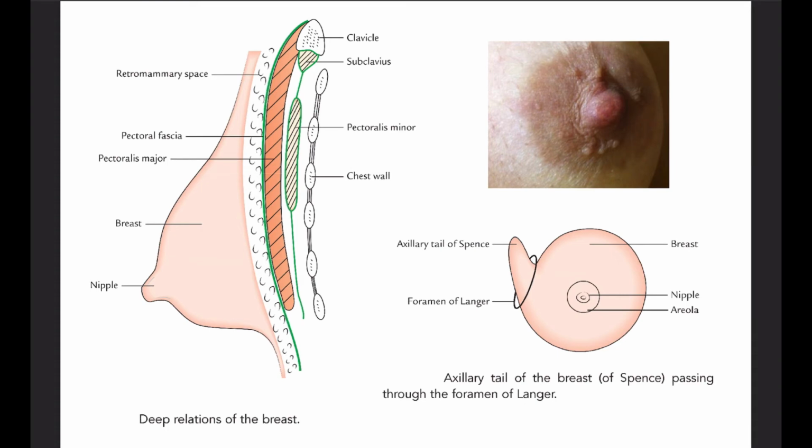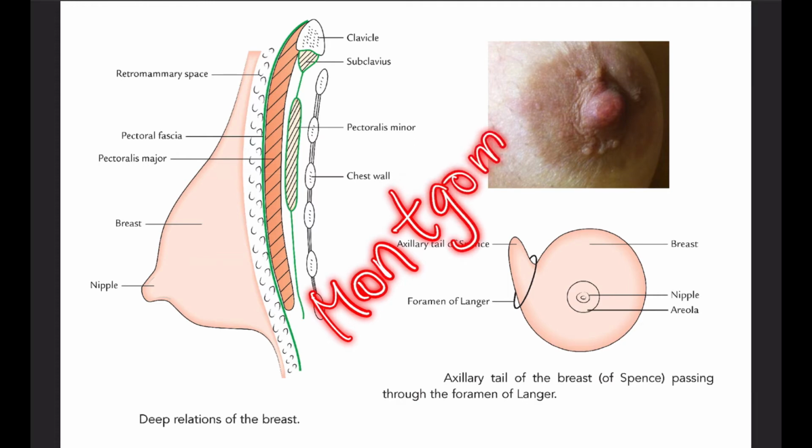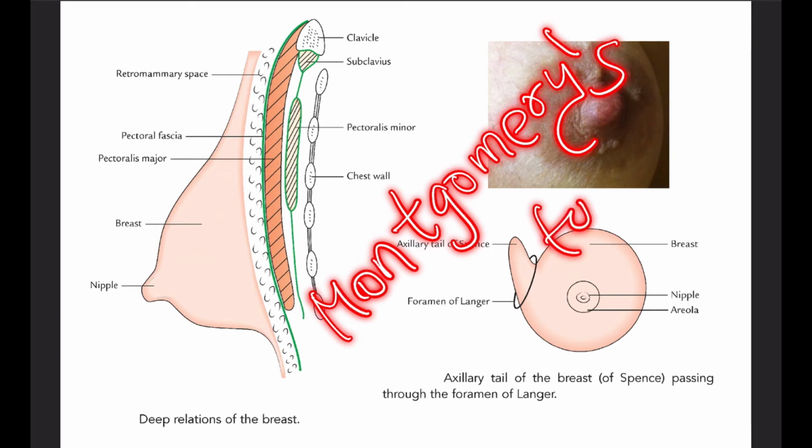The sebaceous glands in the areola are enlarged during pregnancy and appear as small nodular elevations. This is known as Montgomery's tubercles, M-O-N-T-G-O-M-E-R-Y.